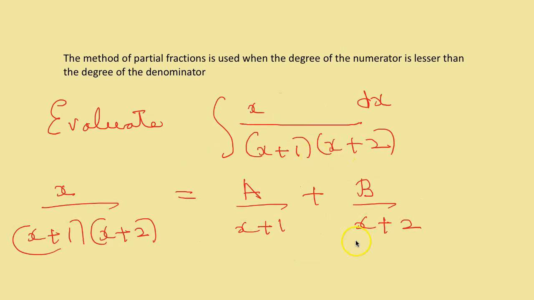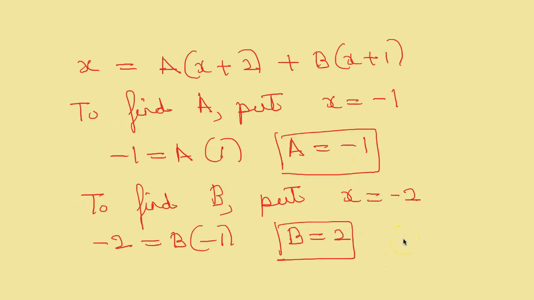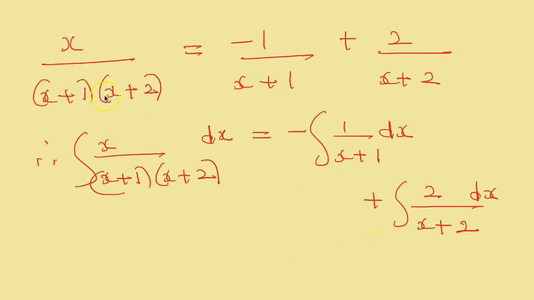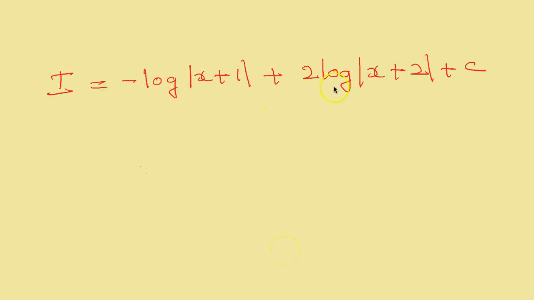To find b, put x plus 2 is 0. So x is minus 2. So you get minus 2 is b into minus 1. So b is 2. Substituting in the earlier expression, we get x by x plus 1 into x plus 2 is minus 1 by x plus 1 plus 2 by x plus 2. So integral x by x plus 1 into x plus 2 dx is integral minus 1 by x plus 1 dx plus integral 2 by x plus 2 dx. That is minus log mod x plus 1 plus 2 log mod x plus 2 plus c.